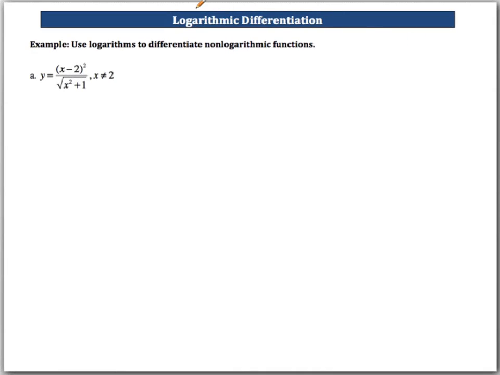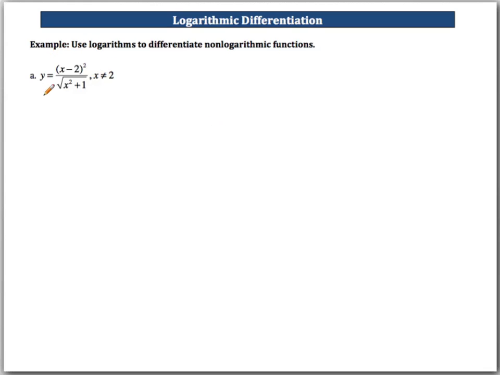Now our next topic is something called logarithmic differentiation. And basically what we're going to do is use logarithms to differentiate non-logarithmic functions. So if we look at this function right here, you don't see any natural logs. Okay? But if we tried to differentiate this, it could be pretty difficult. Okay, we could use the quotient rule, and it might take a lot of steps. But I'm going to show you how we can use logarithms to help us with this process.